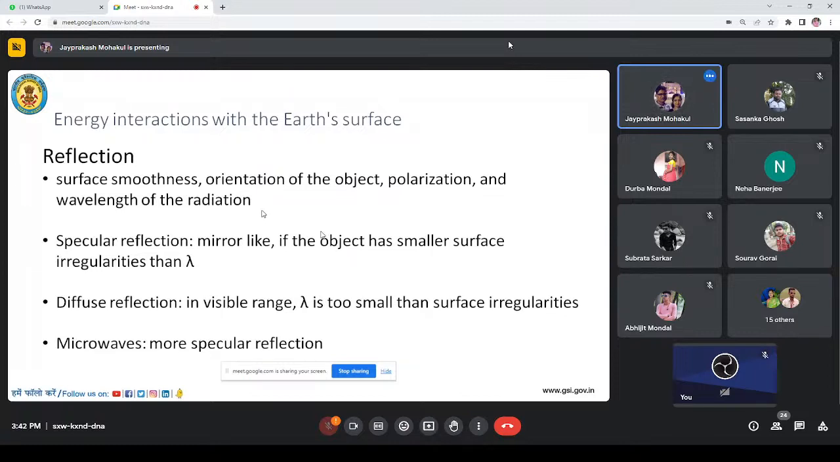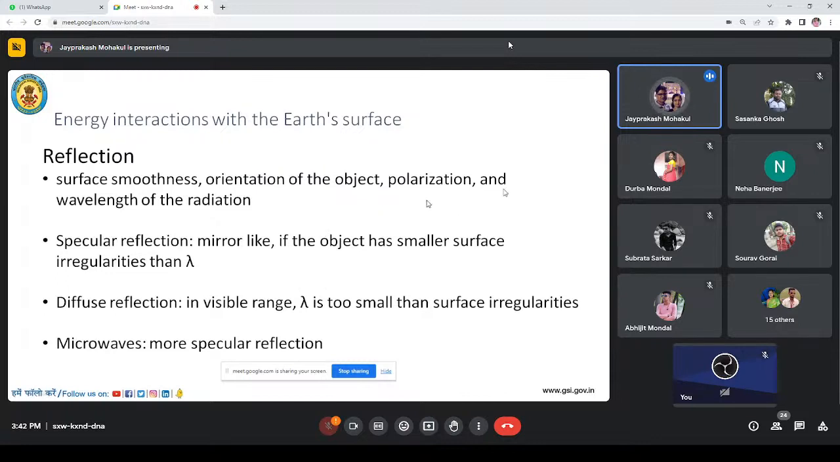And the earth surface is not a smooth one, so different facets of the earth surface are at different angles to the incident light, and the direction of light also varies from time to time in the entire day. So eventually the reflection depends on the surface smoothness, the orientation of the object which is the reflector, and the polarization of the light.